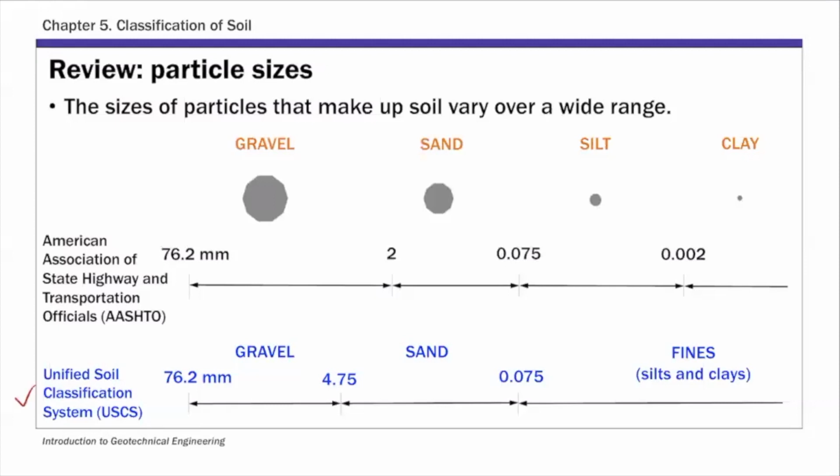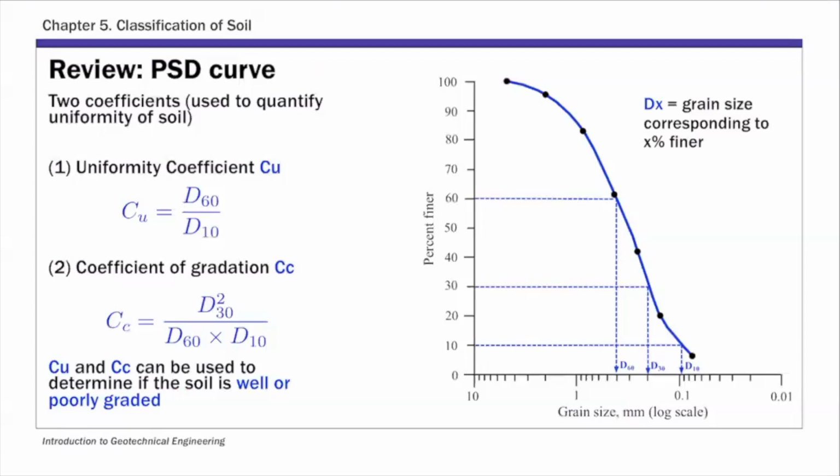For this one, there are 3 key numbers. One is 76.2 mm, which is the upper limit of gravel. 4.75 mm is the limit between gravel and sands, and then 0.075 mm is between sands and fines. The second part is the PSD, the particle size distribution curve. Recall this is a curve showing the particle sizes and their corresponding percentage finer. This is a semi-log plot.